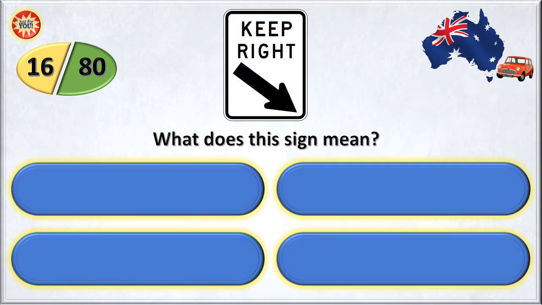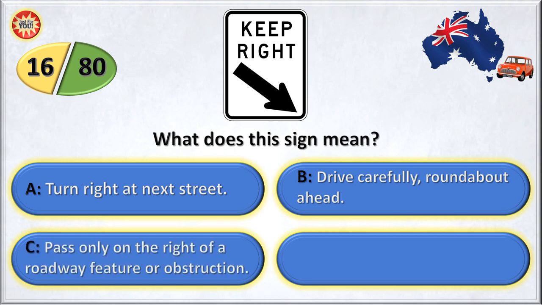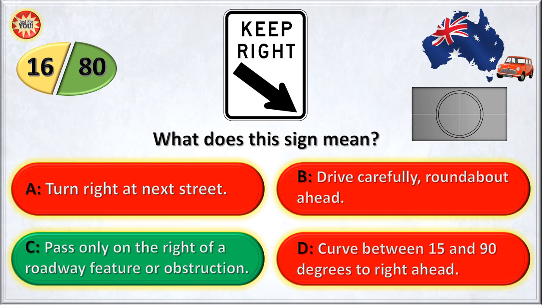What does this sign mean? Turn right at next street. Drive carefully, roundabout ahead. Pass only on the right of a roadway feature or obstruction. Curve between 15 and 90 degrees to right ahead. Pass only on the right of a roadway feature or obstruction.